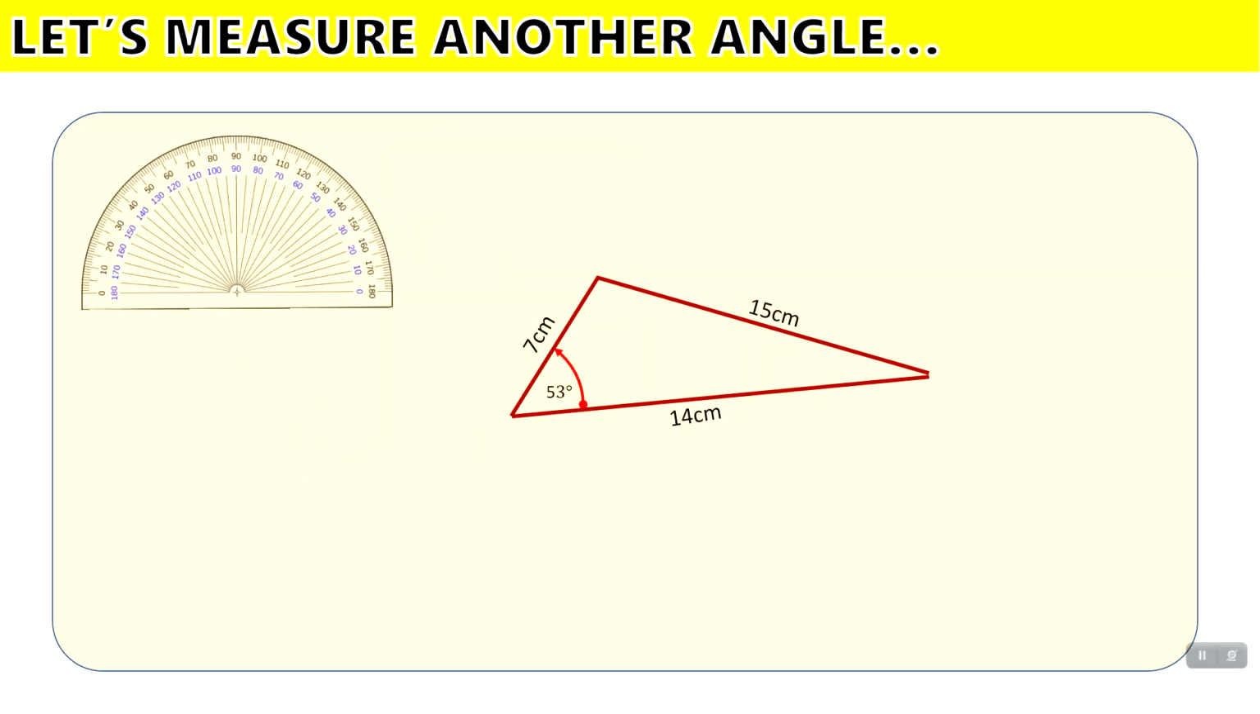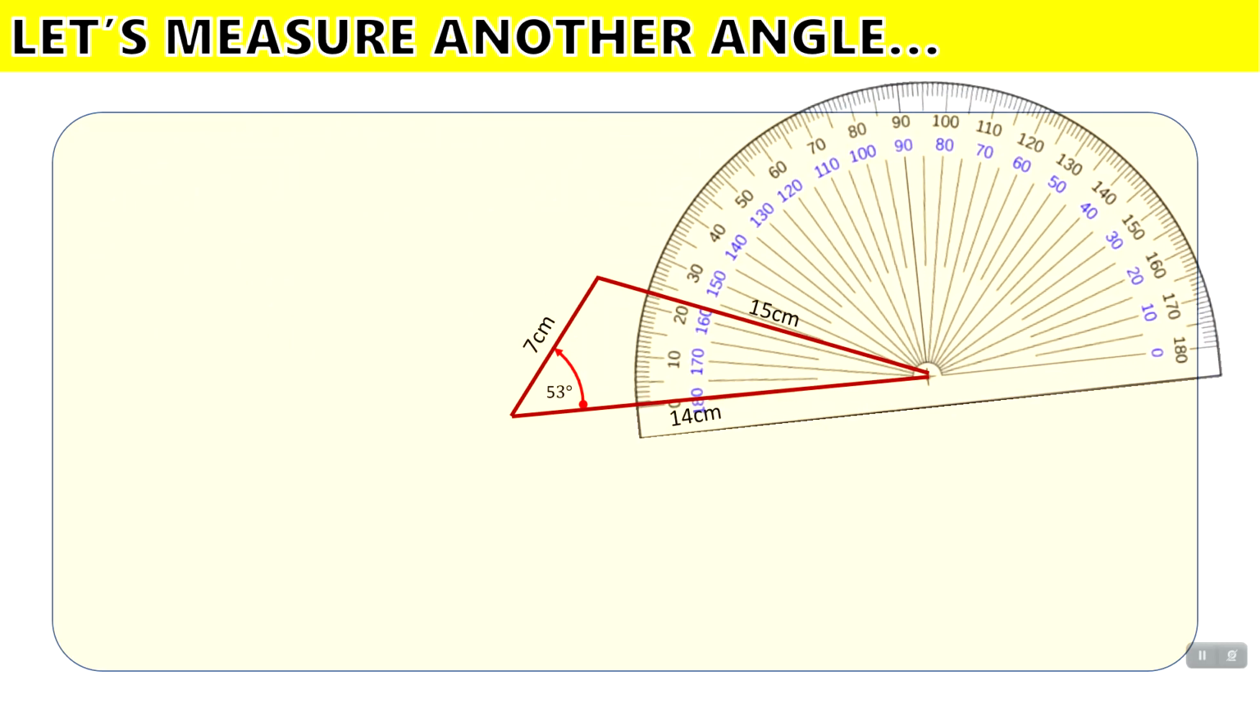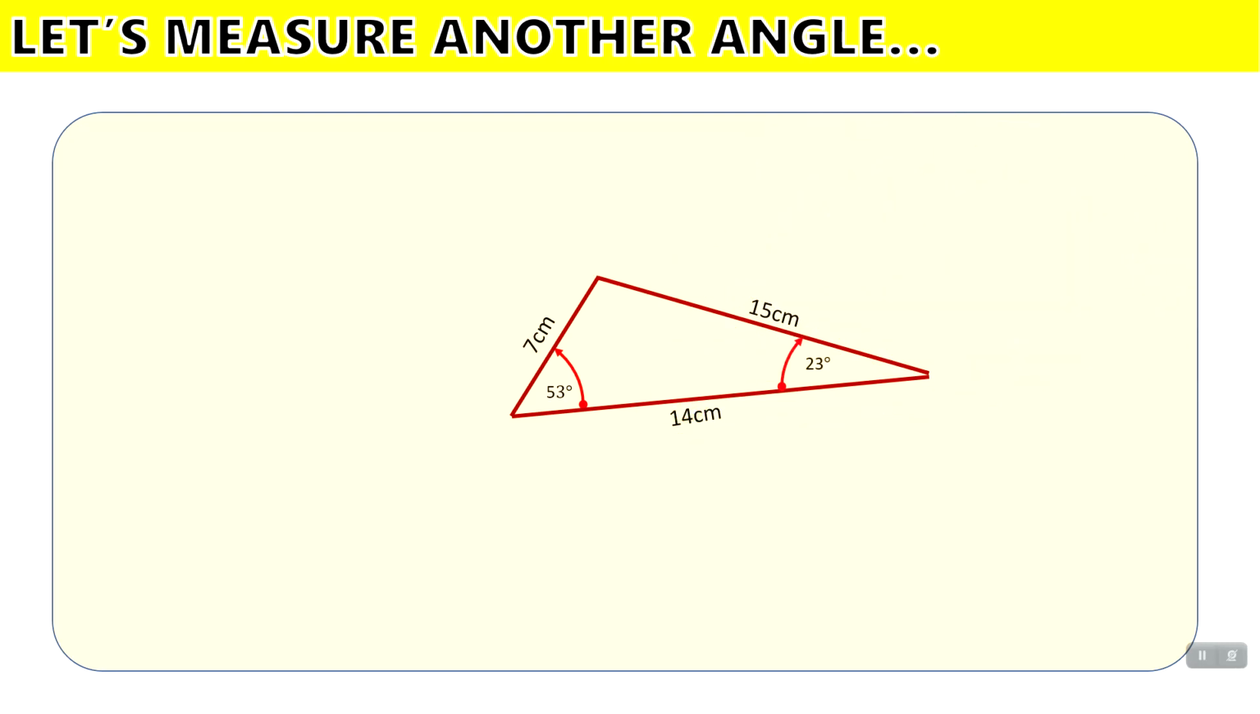Now let's check the second angle. We put the protractor on the second angle at the right. We find the 0 marking. It's on the outside scale. We can see that it goes all the way around past 20, not quite to 25. And so it looks like about 23 degrees. So we mark this angle 23 degrees.